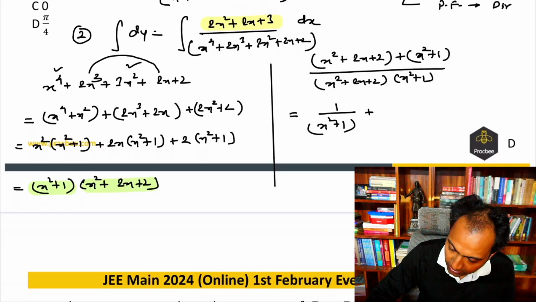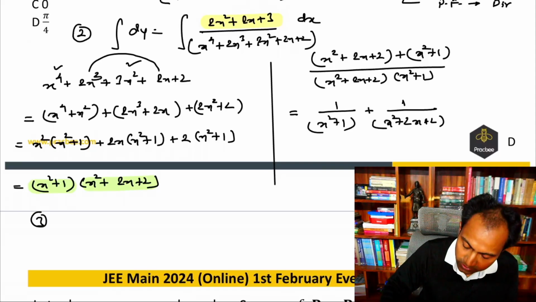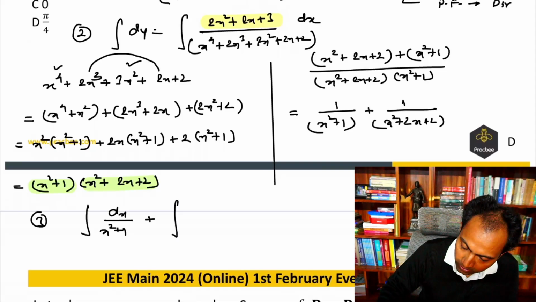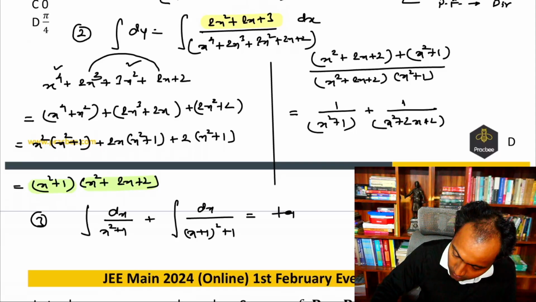Once we have done that, this comes out to be x square plus 2x plus 2 in the denominator. And now I can integrate in the third step. If I integrate this, it becomes dx by x square plus 1 and integral of dx by, I can write this as a perfect square, x plus 1 whole square plus 1, which eventually will be integrated into tan inverse x plus tan inverse x plus 1 plus c.